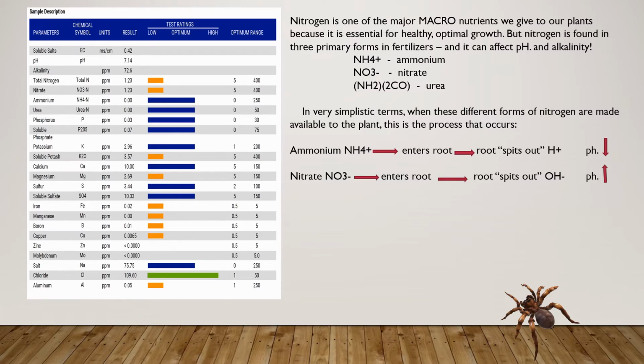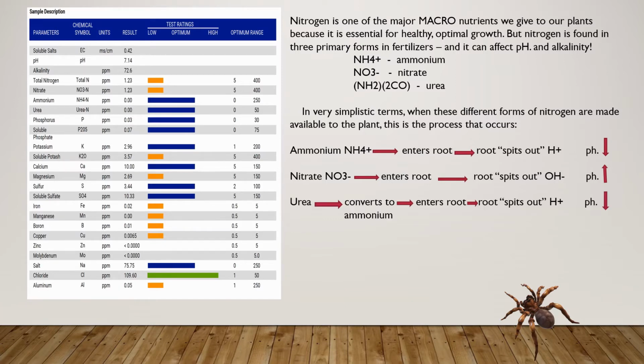Those OH, we remember, as those ions increase, the pH will increase. This is neutralizing the acids outside. So as the OH increases, it means a subsequent decrease in the hydrogen ions outside. So the pH is going to increase in the solution and the grow medium.